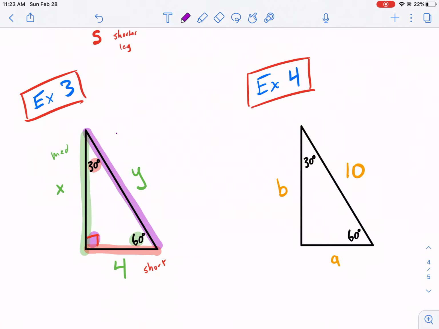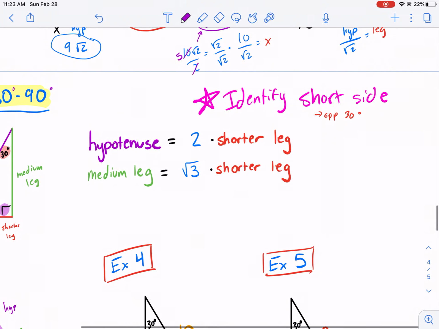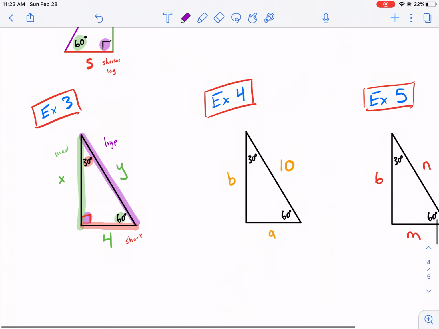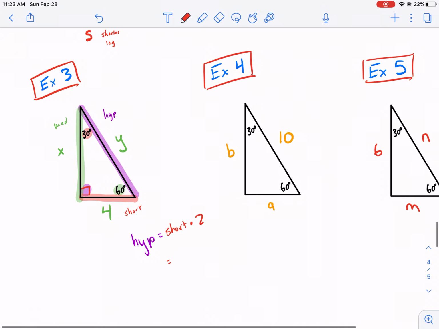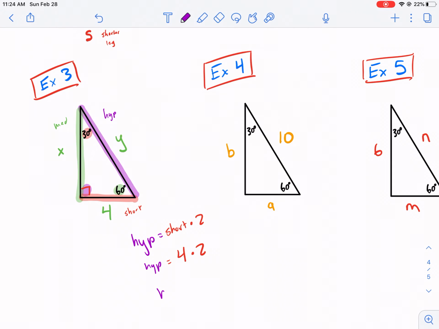Always important to label. Okay, now, I already know the relationship. The key is, again, you want to identify that short side. You want to find that value because you're going to use it to find the other two sides. What's the relationship? Well, to find my hypotenuse, I'm going to take my short side and multiply by 2. Short times 2. Well, I know my short side. It's 4. So 4 times 2 will be equal to my hypotenuse. So my hypotenuse equals 8.